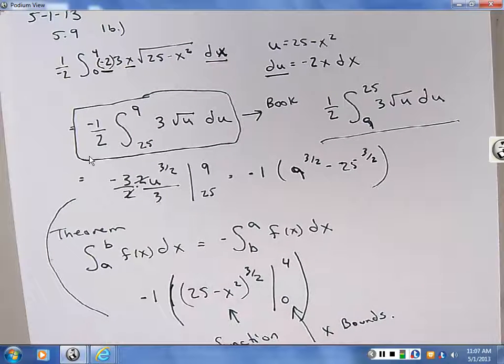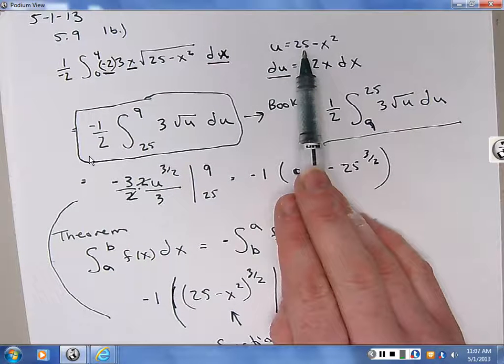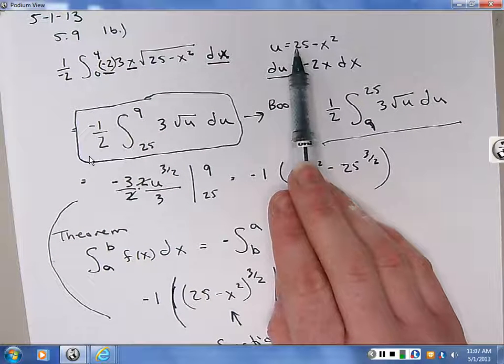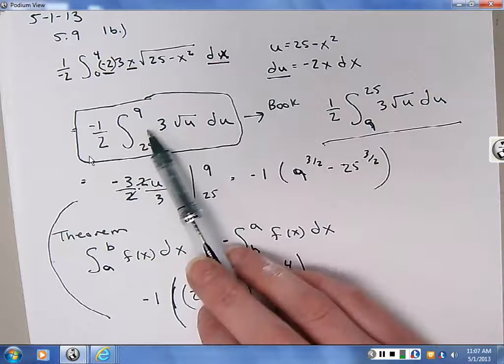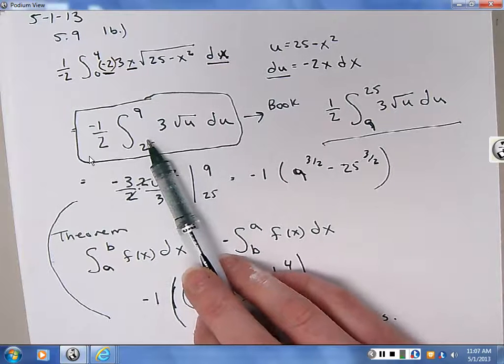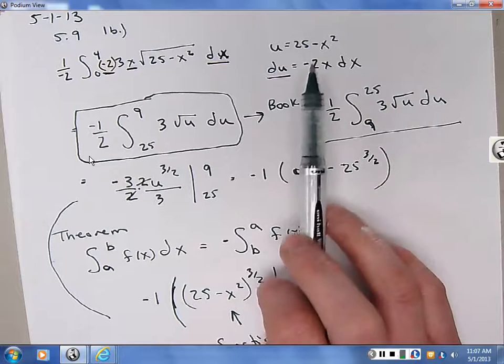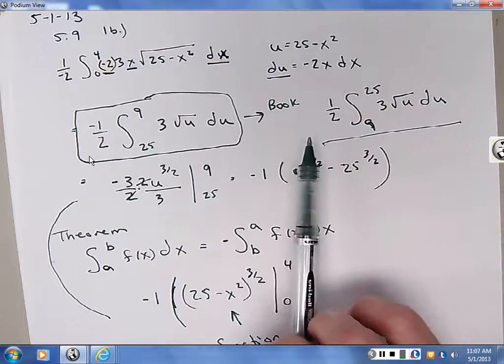Function of u bounds. Those are the two methods of a definite integral in terms of using a u substitution. You can say once you did your first step on u substitution, you never have to go back in terms of x as long as you change your bounds in terms of u. Then you're fine. And then you integrate in terms of u and plug in your upper u bound minus your lower u bound.